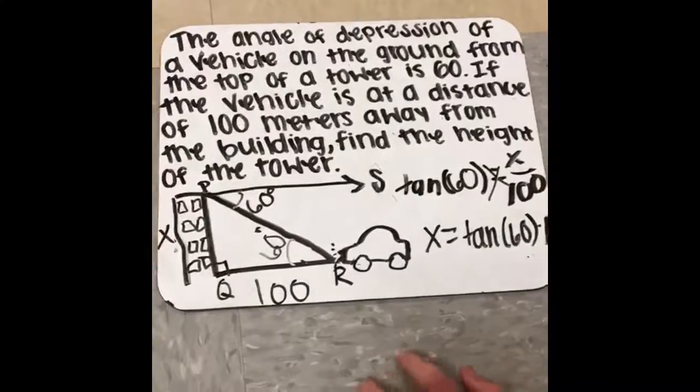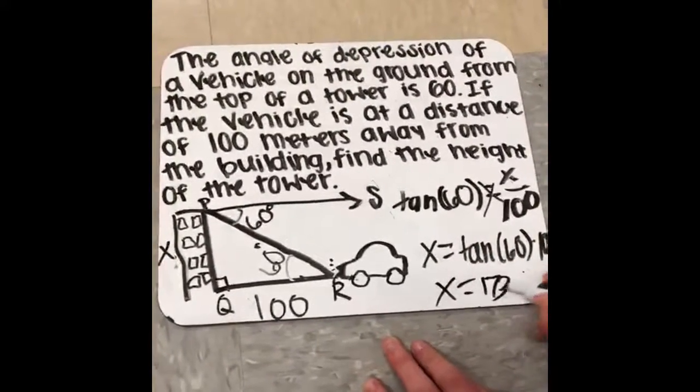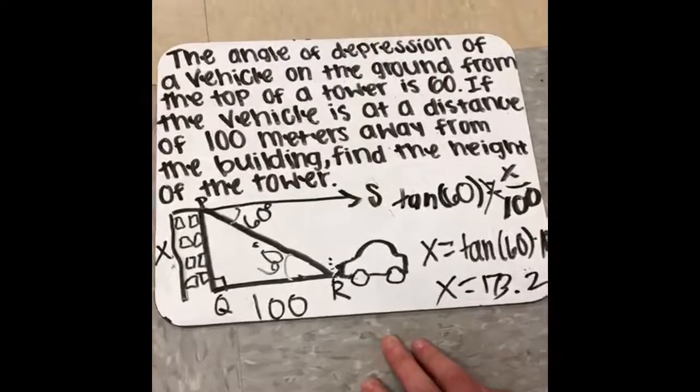And now x equals 173, and then we've rounded it 0.2. And that's your answer.